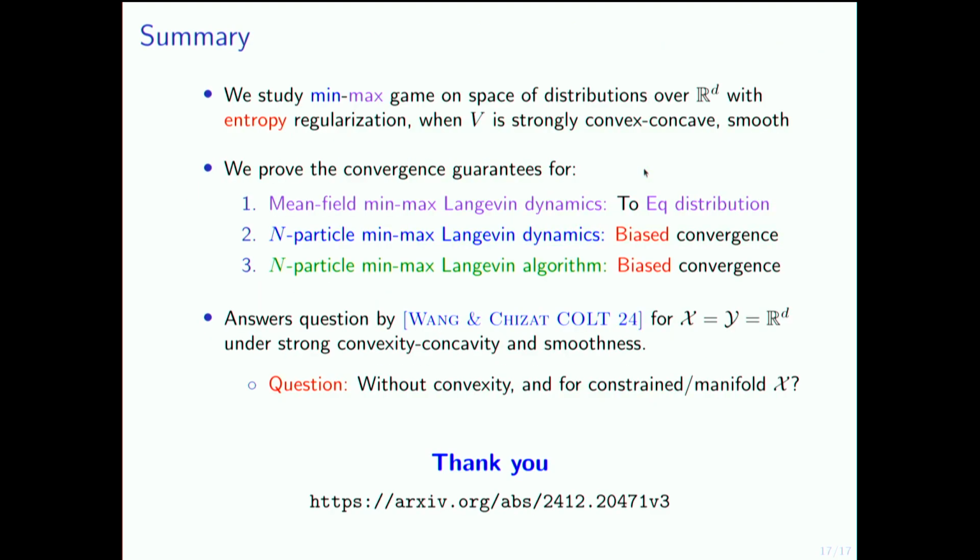Okay, to summarize, in this problem, we studied the min-max scheme over the space of distributions over the Euclidean space with entropy regularization when the payoff function is strongly convex, strongly concave, and smooth. We studied the following 3 systems of dynamics. The first 2 are in continuous time, and the first one is mean field dynamics, which converges exponentially fast to the equilibrium distribution. And the last 2 dynamics are for the finite particle systems, and we show that they have this biased convergence guarantee.